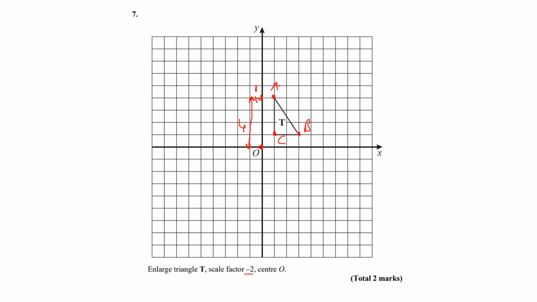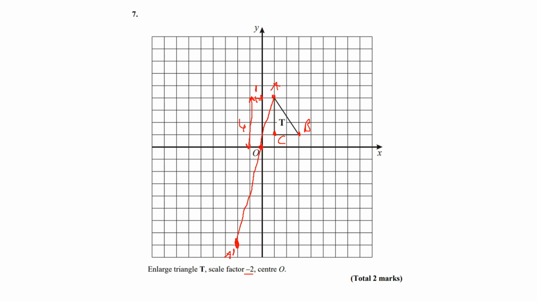To go to the center of enlargement, right? Which means we need to go twice that to find A prime. So we go 1 across and 2 down. That will be there. And then 1 across and 2 down again. So we're here, and this would be A prime, okay?